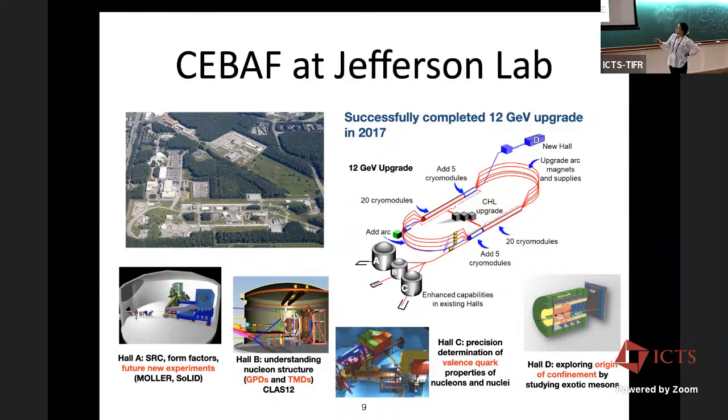You can also see from this schematic view here. Jefferson Lab usually ran at 6 GeV in the past, and recently has upgraded the energy to 12 GeV. As I mentioned, there are different experimental halls that study different aspects of the hadron structure and also hadron spectroscopy.